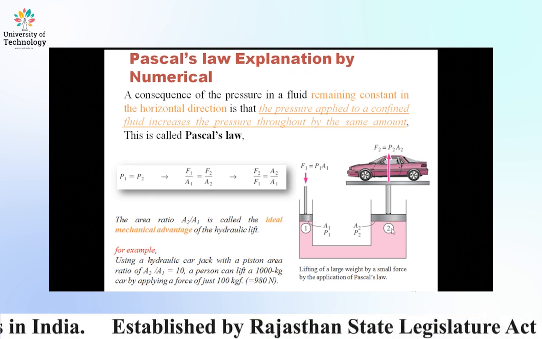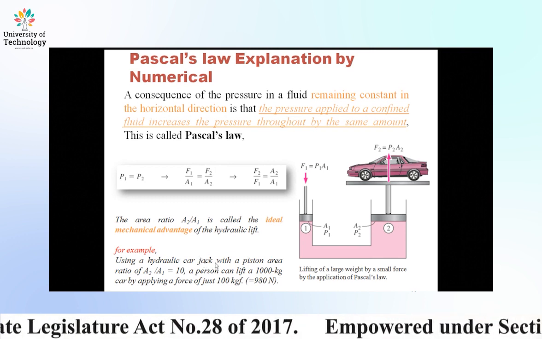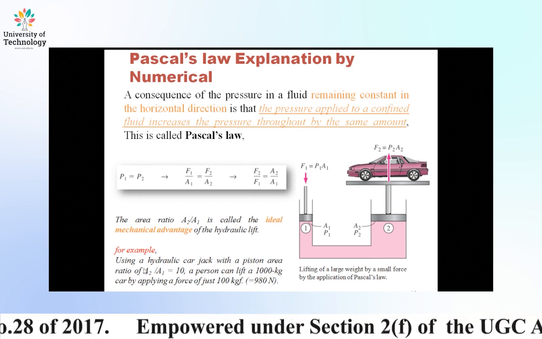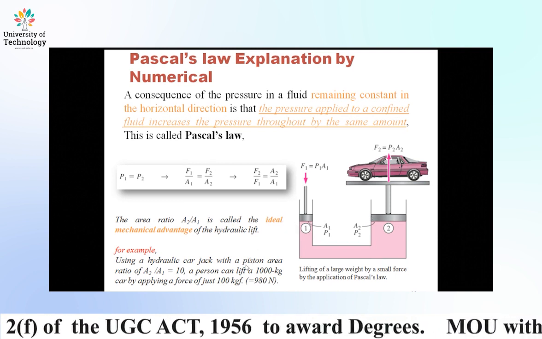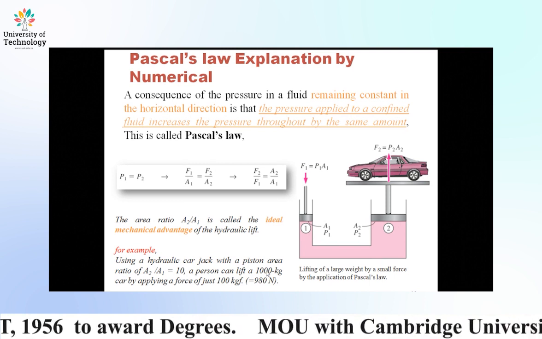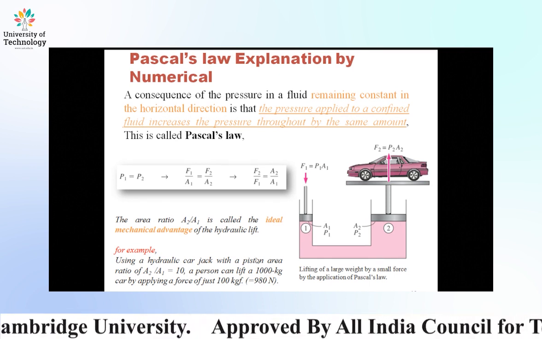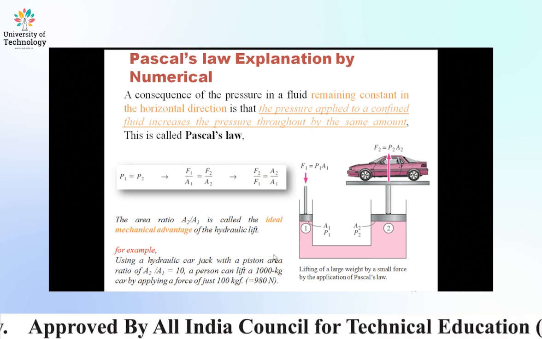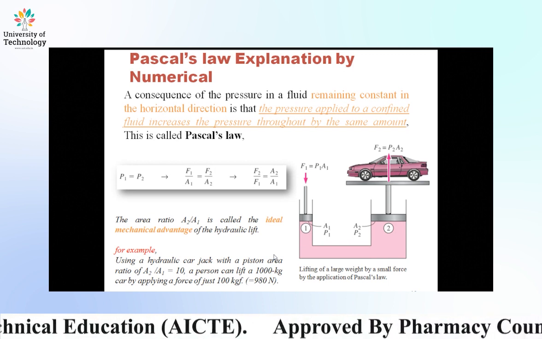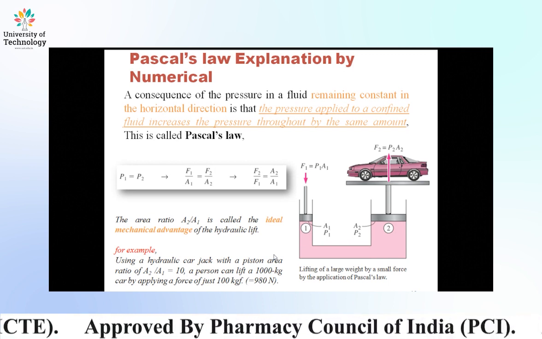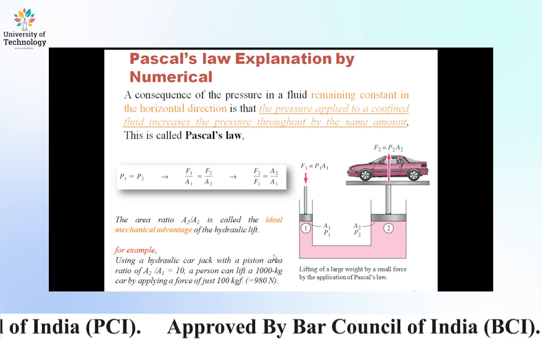Using a hydraulic car jack with a piston area ratio A2 upon A1 given to us as 10, a person can lift a 1000 kilogram car by applying a force that is 10 times less. So 1000 upon 10 is 100 kilogram force, which is equal to 980 Newton. So lifting a large weight with a small force is the application of Pascal's law.